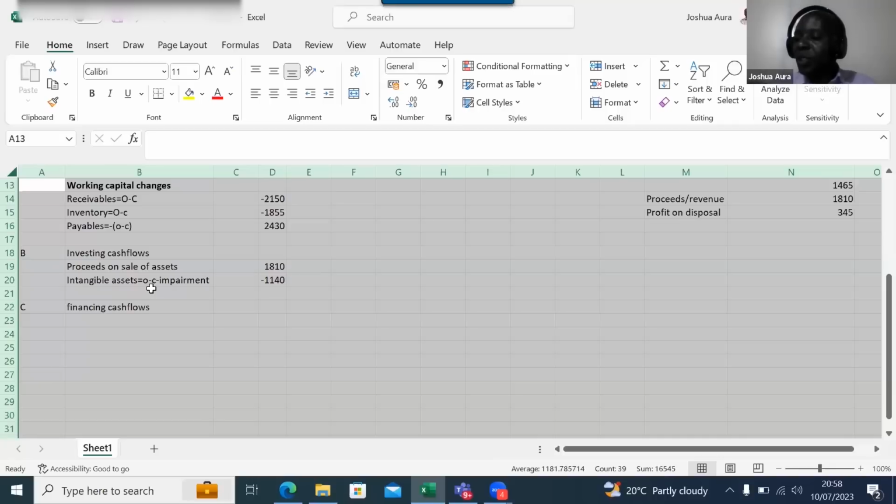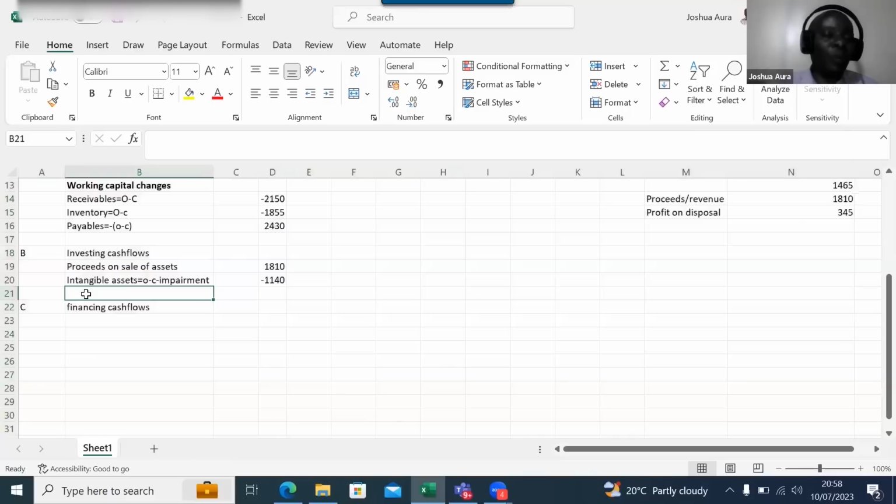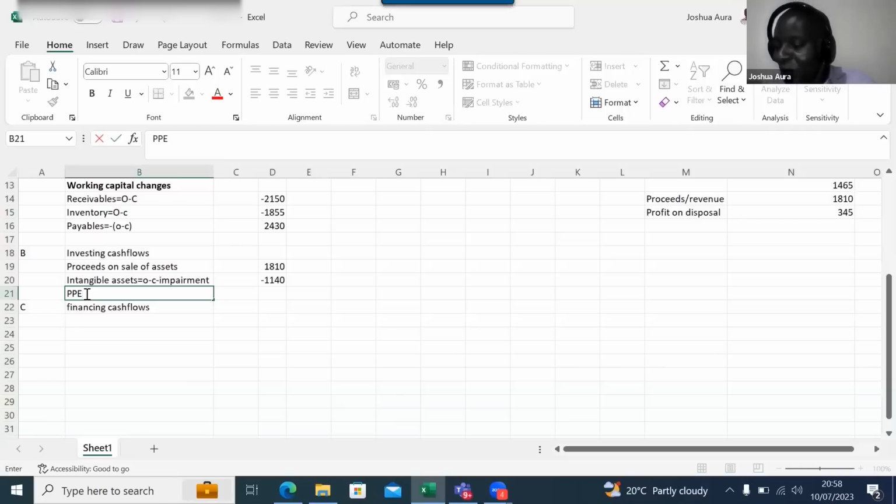I would want us, ladies and gentlemen, to do this heavy working of property, plant, and equipment. PPE, property, plant, and equipment. This is quite a nice one. What shall we do to be able to get property, plant, and equipment? This is very easy. What I'll do, I'll come and take, of course, opening minus closing as usual.